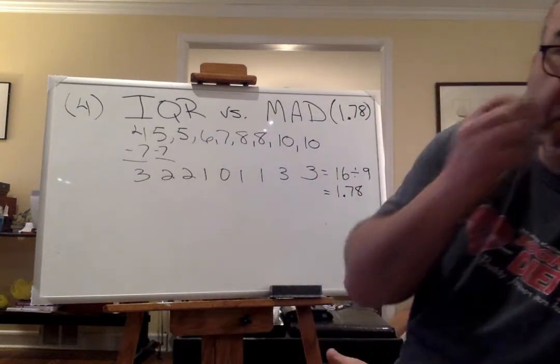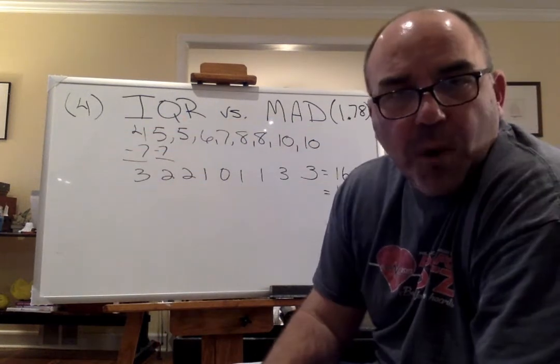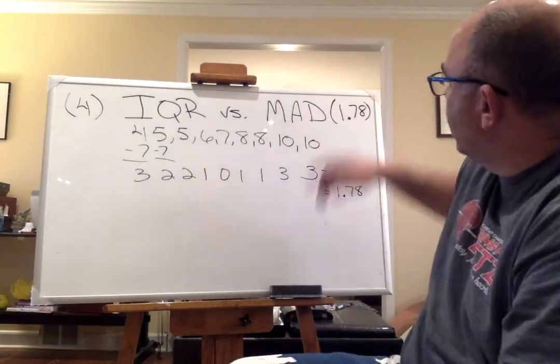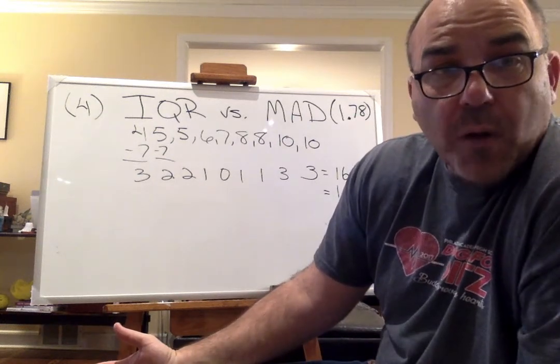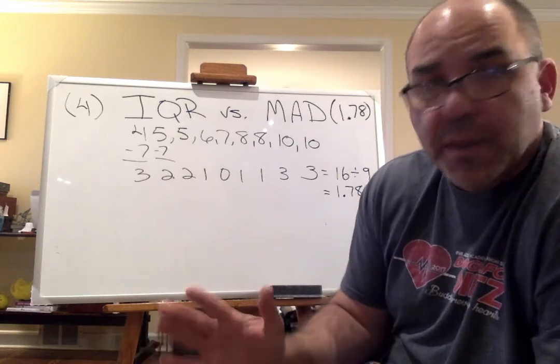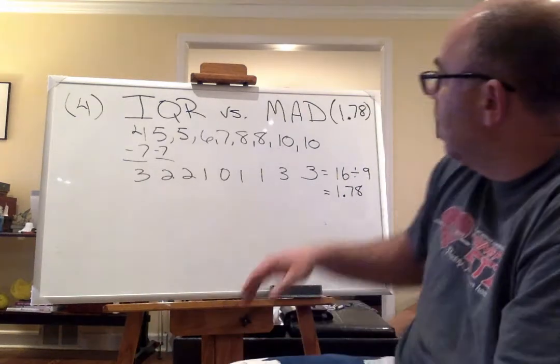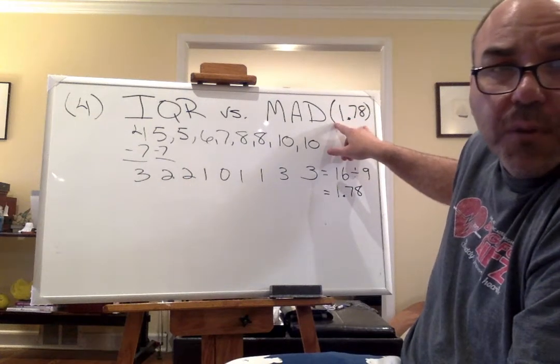So what do you notice? Well, the interquartile range is 4. The mean absolute deviation is 1.78. Which one is smaller? Which one is closer? Okay, which one is closer to 0? Which one is right in the middle? Well, the mean absolute deviation is the closest number.